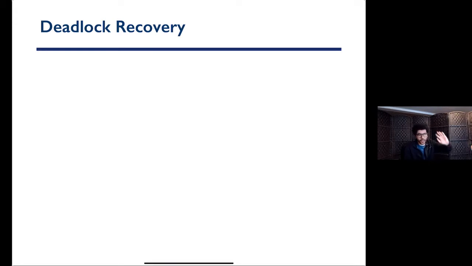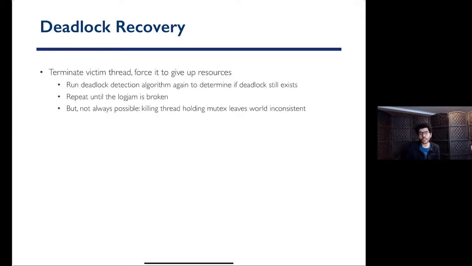Okay, so we talked about deadlock detection. Now, what should we do if we detect deadlock has happened? Now, we have a bunch of options. Let's consider them one by one. So the first one is to pick a victim and force it to give up its resources.